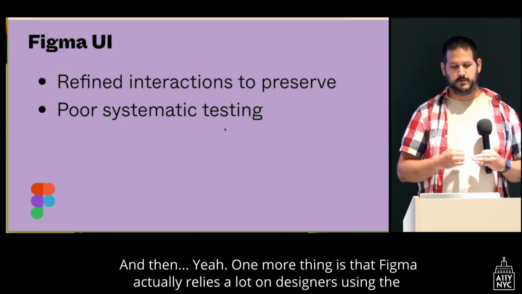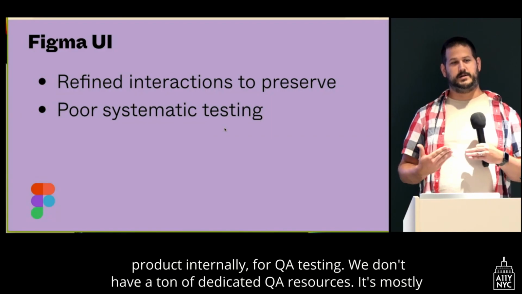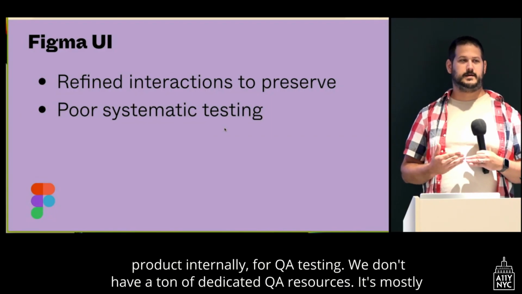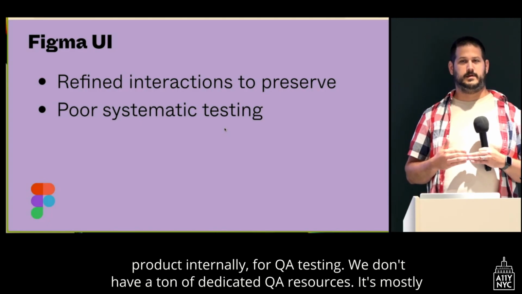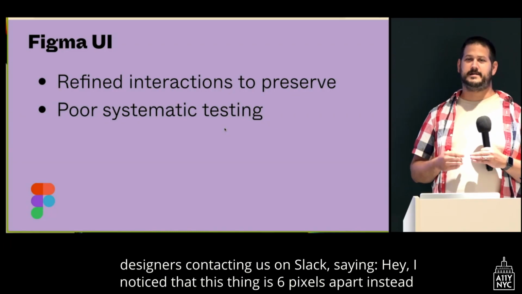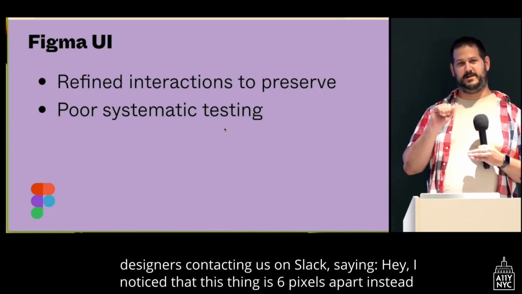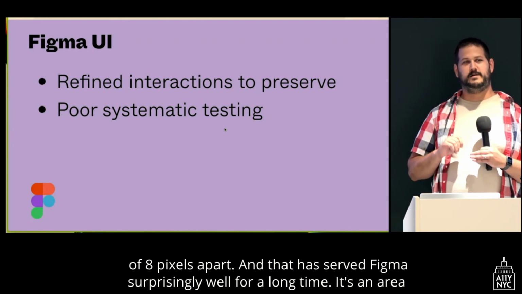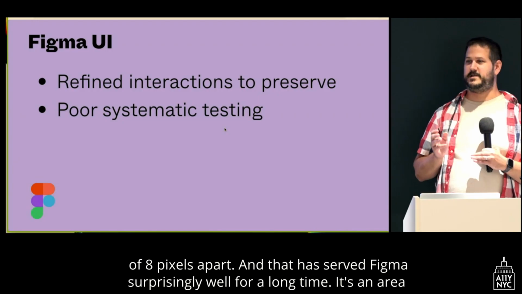And then, one more thing is that Figma actually relies a lot on designers using the product internally for QA testing. We don't have a ton of dedicated QA resources. It's mostly designers contacting us on Slack saying, hey, I noticed that this thing is 6 pixels apart instead of 8 pixels apart. And that has served Figma surprisingly well for a long time.